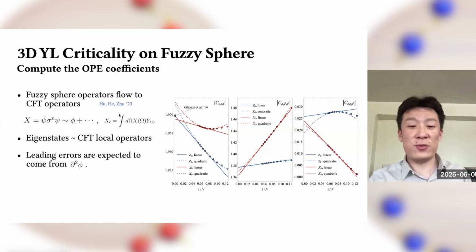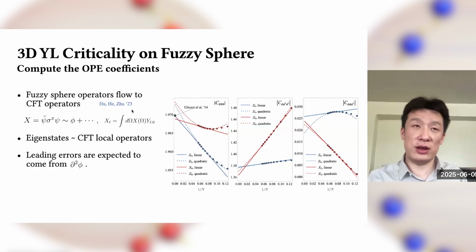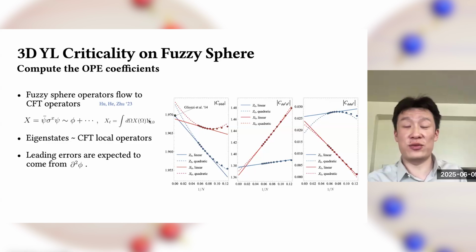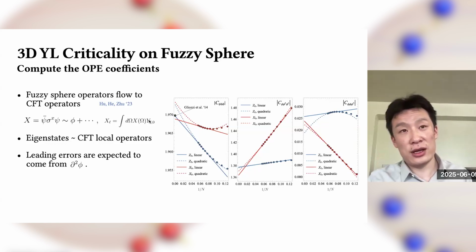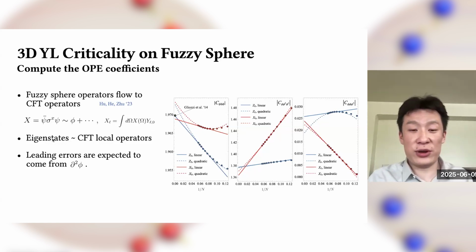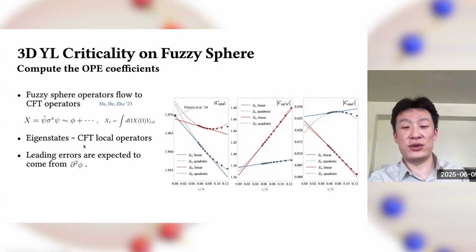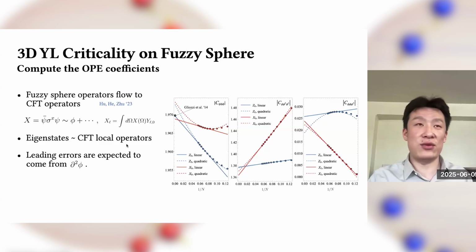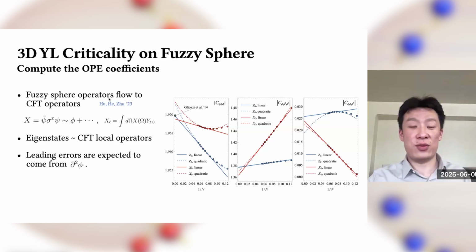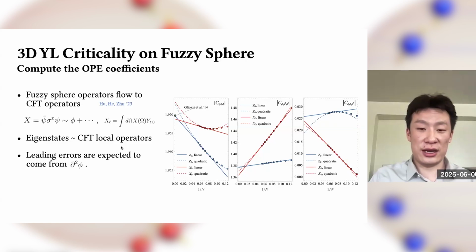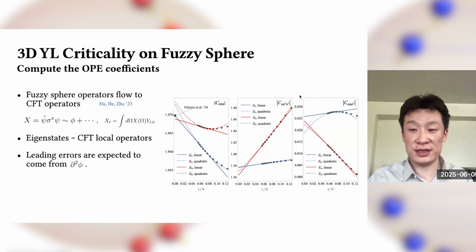And then we wrap them with some smearing against some spherical harmonic basis functions in order to project to a certain primary scalar operators. And then from the state operator correspondence, we also know that the eigenstates correspond to CFT local operators. So what we study will be a matrix element of the eigenstate and these fuzzy sphere operators, and identify them with the 3-point functions in the CFT, which give us the OPE coefficient.